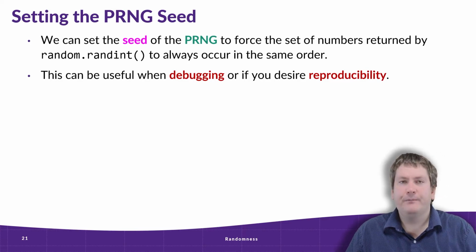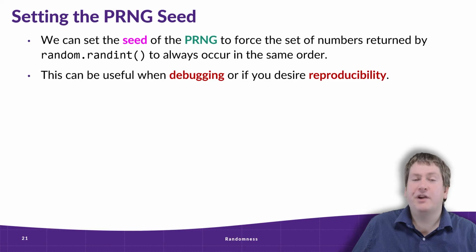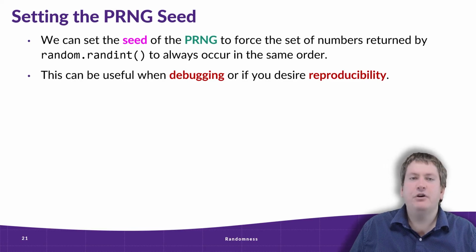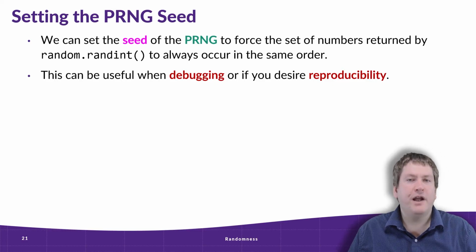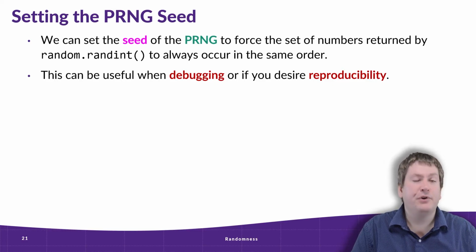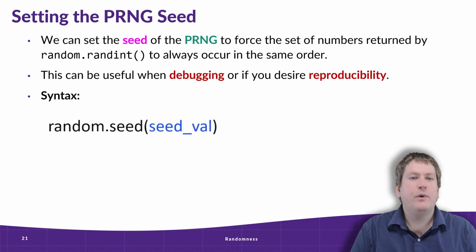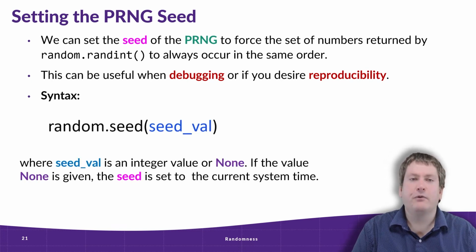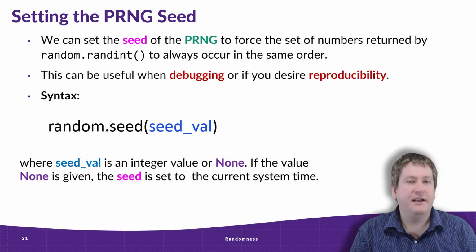And if we set that seed, we can make it so randint is always going to return the same numbers in the same order. Well, this might not be desirable when we're trying to simulate a dice roll, because it would mean we get the same dice roll each time. It could be useful when we're trying to debug our program, or if we desired some sort of reproducibility. And the way we set the seed in Python is with the seed function, which is part of the random module, so it would be random.seed.